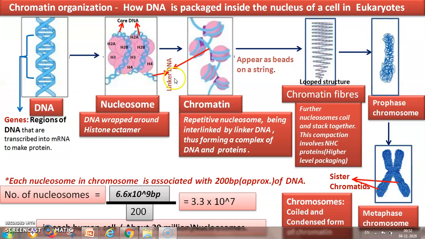So this is the previous recap. Genes are part of DNA, coding for a specific protein. This is wrapped around, making a nucleosome. Then so many nucleosomes appear as beads on a string. So that is what you call chromatin. That means repetitive nucleosomes being interlinked by linker DNA form a complex of DNA and protein.